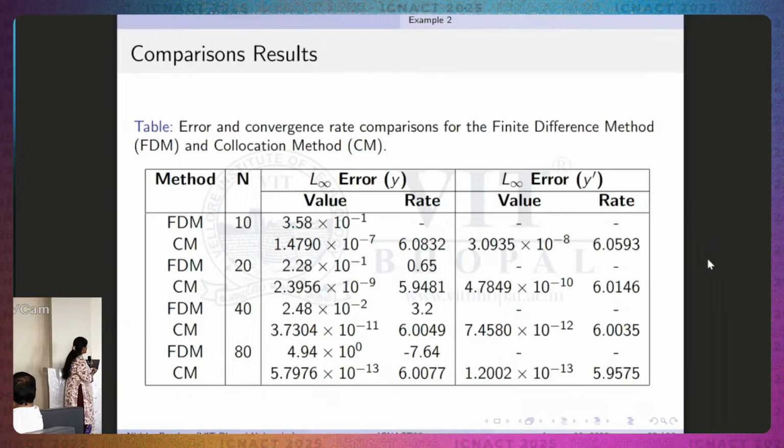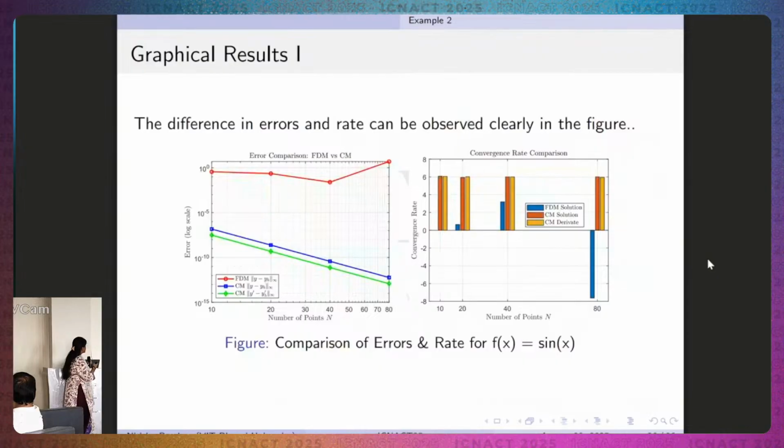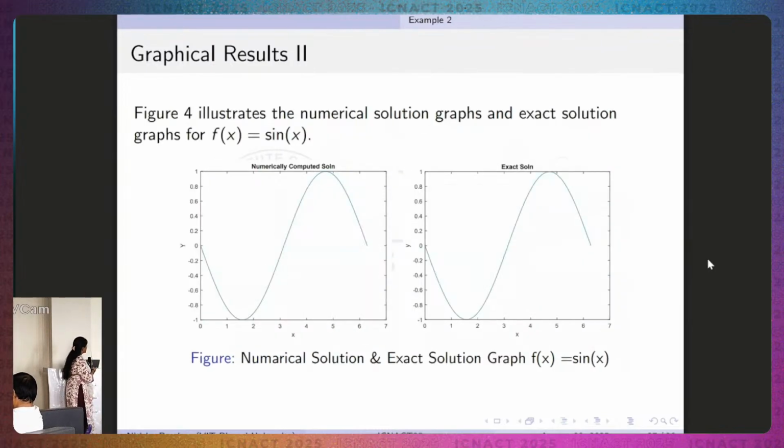With the collocation method, we get a minimized error compared to the finite difference method. So this is the error graph. The red line represents the finite difference method, and the blue and green lines represent the collocation method for the function and its derivative. Another graph represents the rate, which is 6. So this is the numerical solution and exact solution graph, which are both the same, which validates our study.